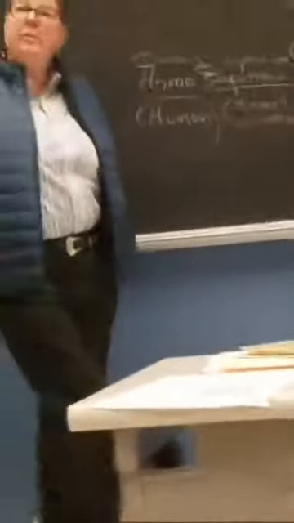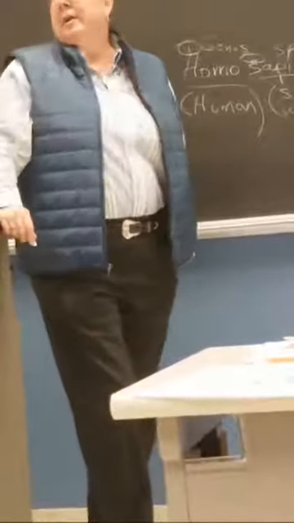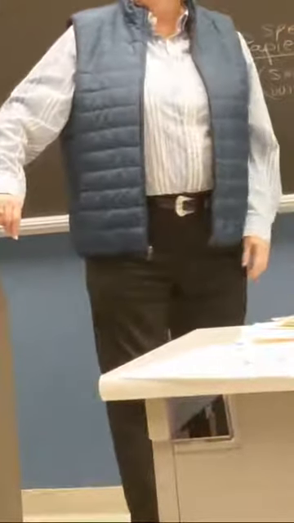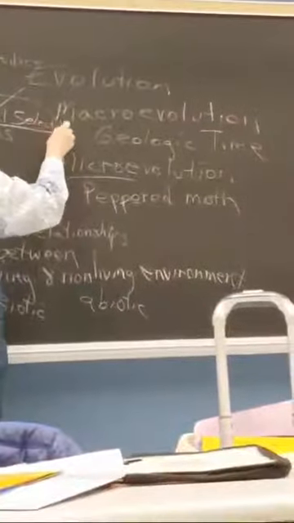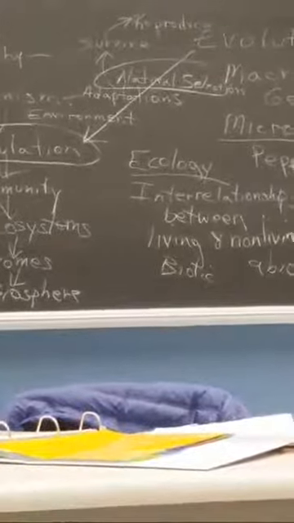Now, if the environment changes, we just talked about the peppered moth. If the environment changes, then another group could be more fit, because fitness has to do with surviving and reproducing. These are sort of like the big evolutionary concepts. There are others too, but according to Darwin, the primary mechanism is natural selection, survival of the fittest.